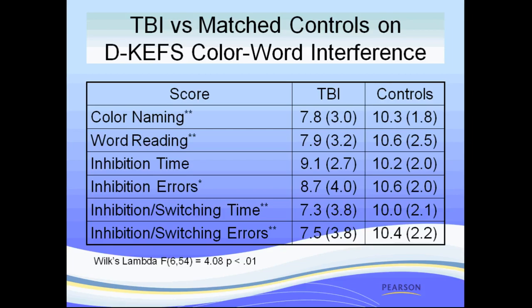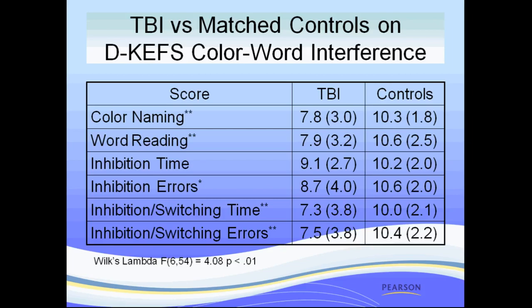What are the results in our traumatic brain injury sample? Of course, again, look, their color naming was just so slow. Their word reading was slow. Their inhibition time was actually a little better. And their inhibition errors, though, were significantly low. Their inhibition switching time was pretty low. It was like one of their worst scores. And inhibition switching errors were also bad.